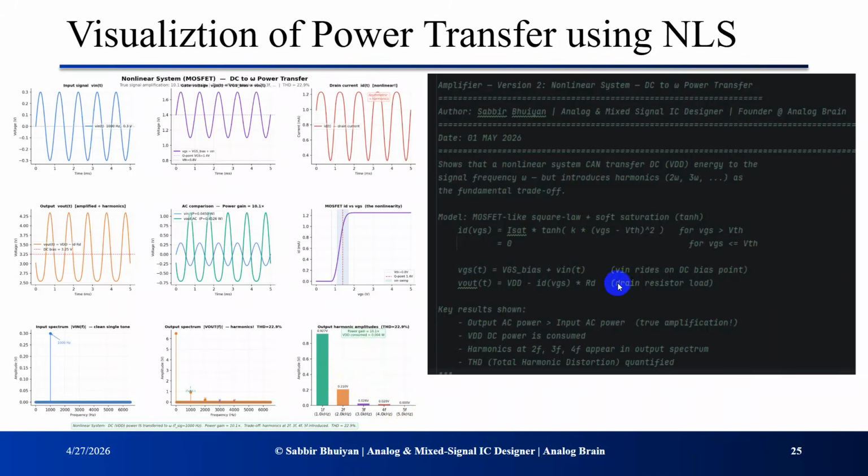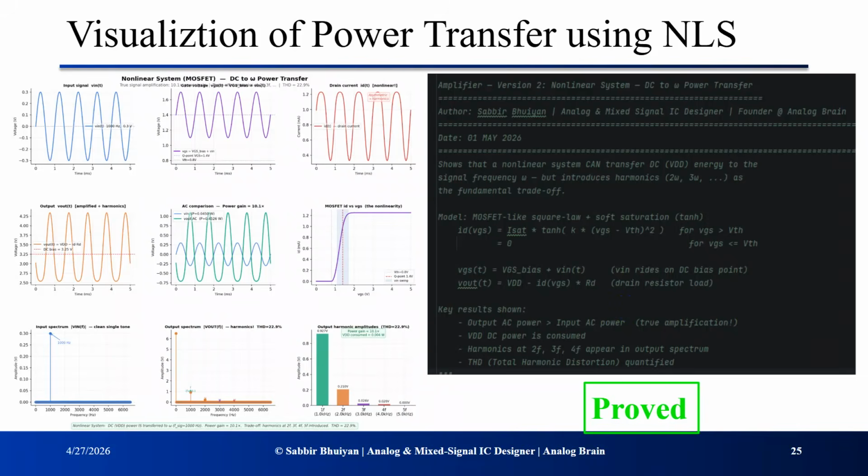So there is a thing. So the key results shown here: the output DC power is greater than input DC power, the true amplification, VDD DC power is consumed, harmonics at 2f, 3f, 4f appear in the output spectrum, and THD, total harmonic distortion, is quantified.